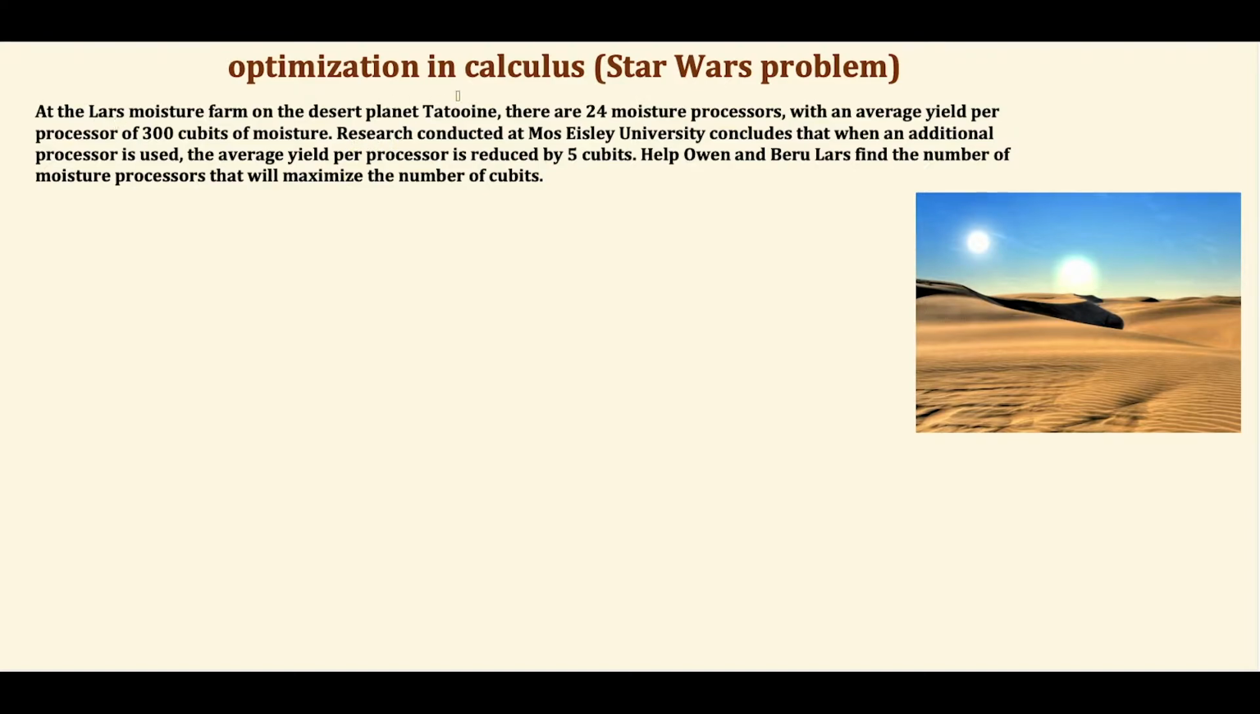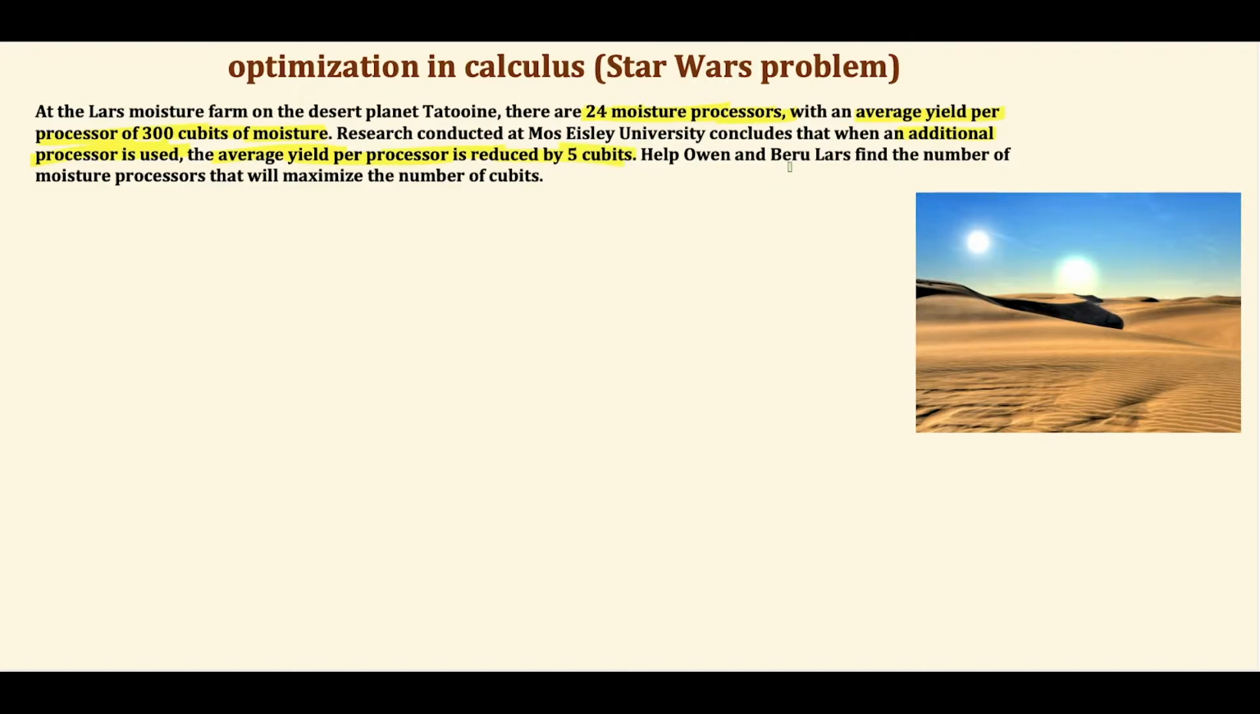We have Lars's moisture farm on Tatooine. There are 24 moisture processors. They have an average yield per processor of 300 cubits of moisture. And then we're told that research is conducted at the university, and it concluded that when an additional processor is used, the average yield per processor is reduced by 5 cubits.